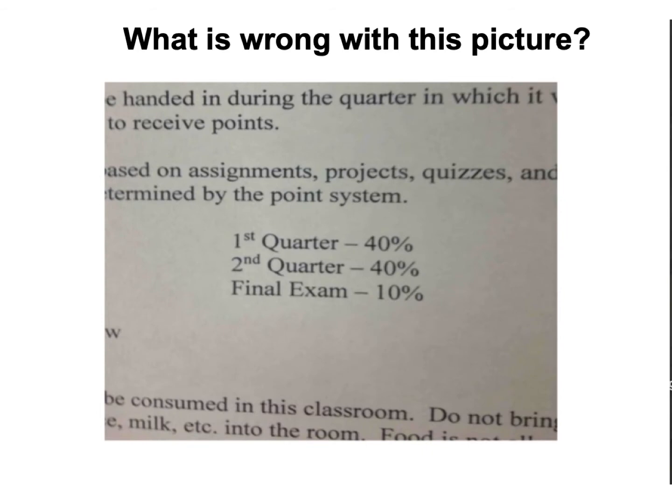What's wrong with this picture? If you look, this is a grading system. First quarter is 40%, second quarter is 40%, and the final exam is 10%. If you add this up, this is 90%. That's what's wrong. We want 100%, and these do not add up to 100%.